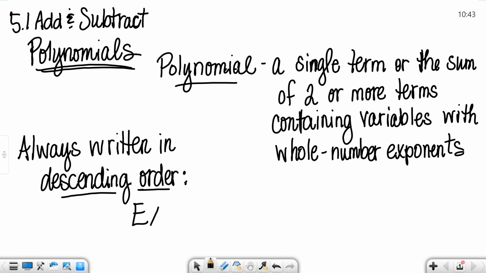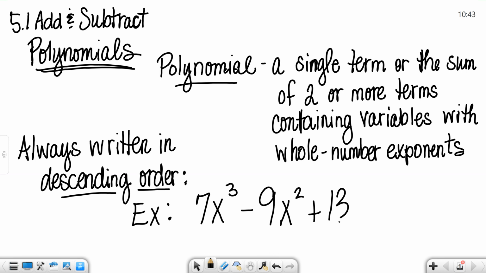An example of a polynomial written in descending order would be 7x cubed minus 9x squared plus 13x minus 6. The thing that makes it descending is these exponents right here. Notice we have an x cubed and then an x squared. The exponent here is a 1 when you don't see the exponent, and then there is no variable in the last term. That would be considered our constant term. So this is what descending order looks like.